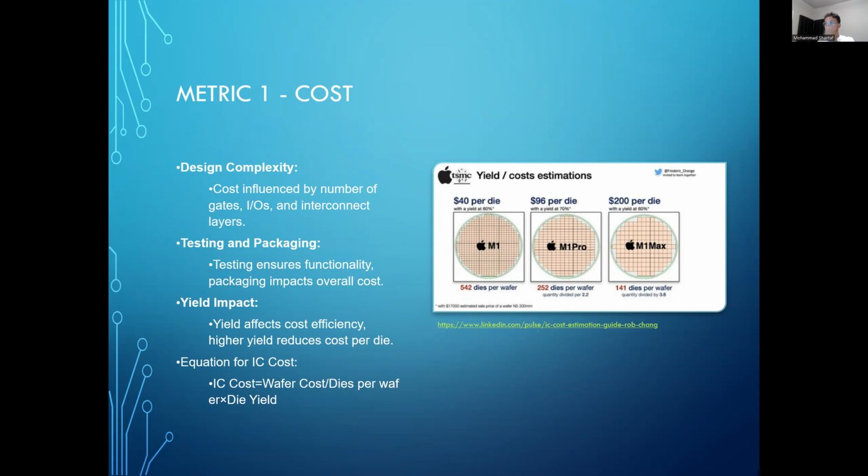As seen, as the dies per wafer number increases, the cost for the IC is actually cheaper. So it also depends on the die, and as seen over here, once the die size increases, the IC cost increases as well.